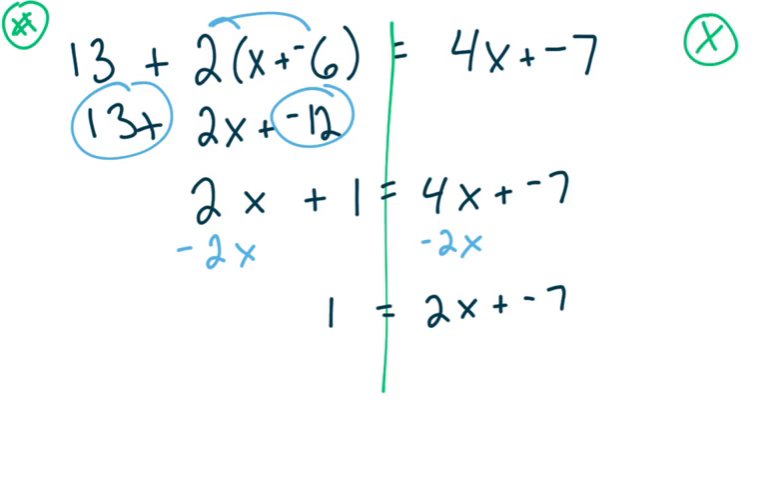So now I'm going to get rid of this negative 7 because this is my x side. So I'm going to get rid of this negative 7 by adding 7. So I have 8 equals 2x. So what number times 2 equals 8? That's the same thing as dividing by 2. I'm going to end up with 4 equals x. That means that there is one solution to this equation. So after all that work, there was only one number that can go in for x, and it's 4.